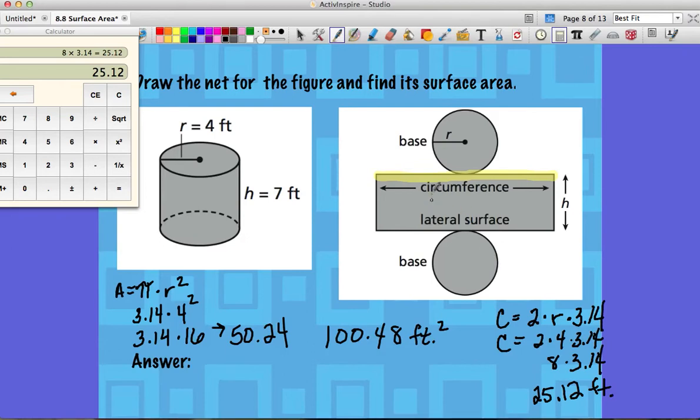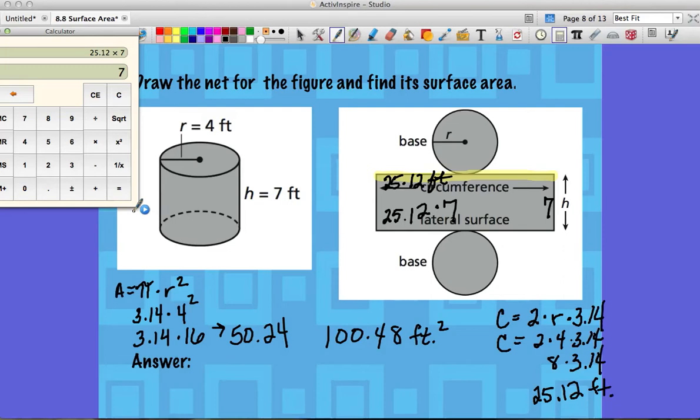But now we have to be really careful because we have to remember that that just gives us our base or our width of our rectangle. So 25.12 feet is the width of the rectangle, and now the height they give us over here, which is 7. So in order to find the area of this rectangle or of the label of the soup can, we have to take the circumference and multiply it by the height.